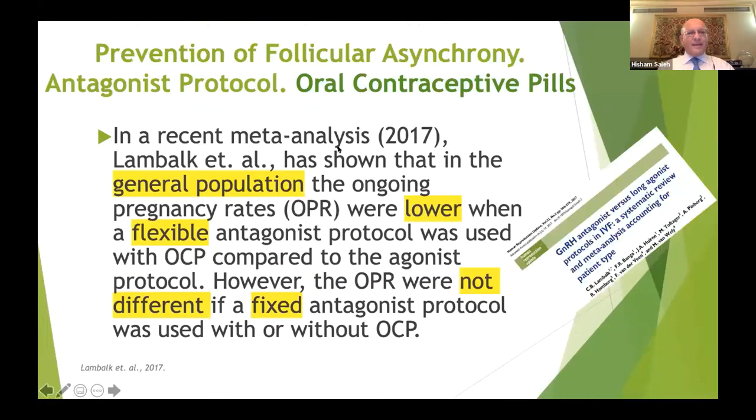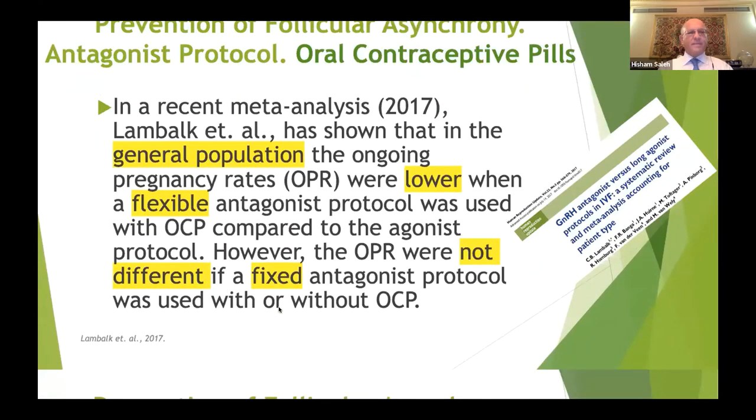In a recent meta-analysis in 2017, Lambalk has shown that in the general population, the ongoing pregnancy rate was lower when a flexible antagonist protocol was used with pills compared to the agonist protocol. So when they used the pills with a flexible antagonist protocol, the outcome was less. However, ongoing pregnancy rate was not different if a fixed antagonist protocol was used with or without the pills.